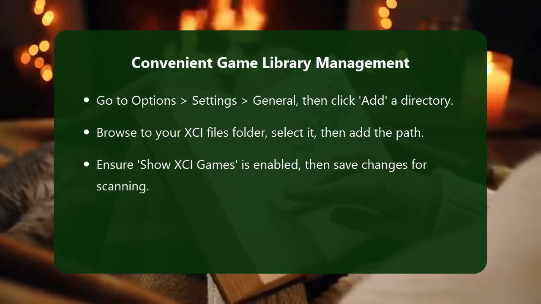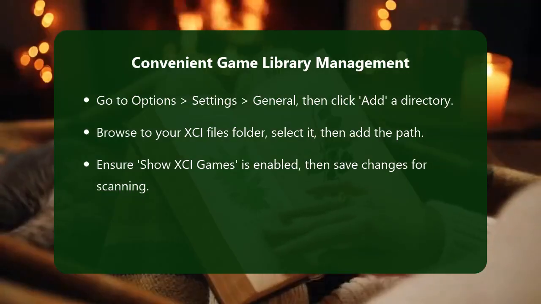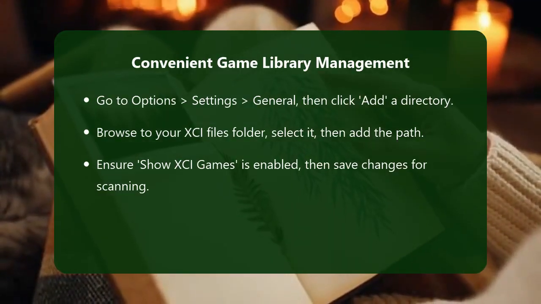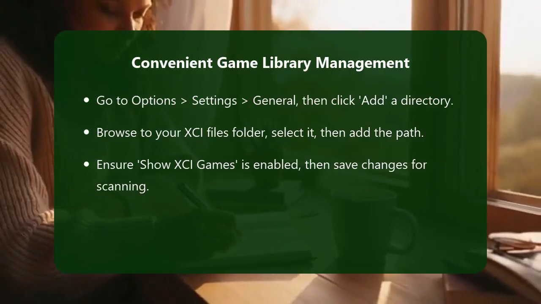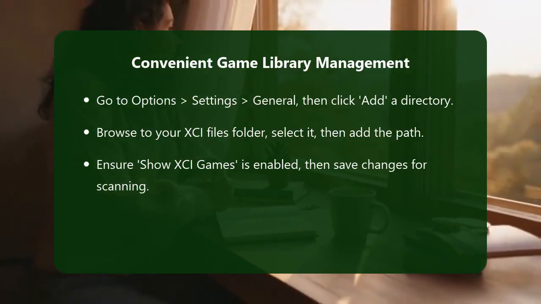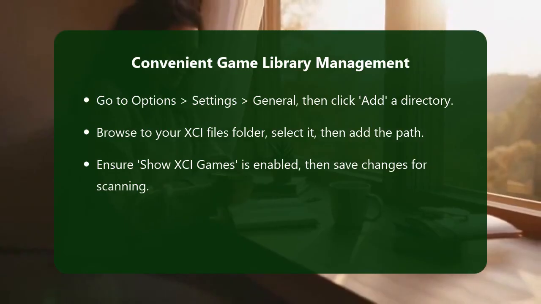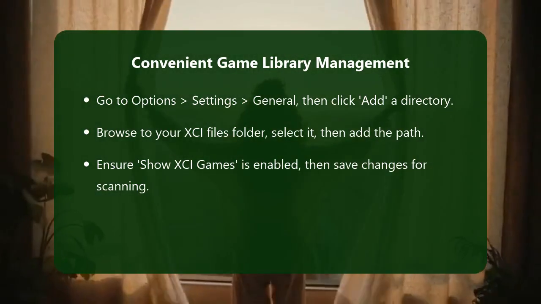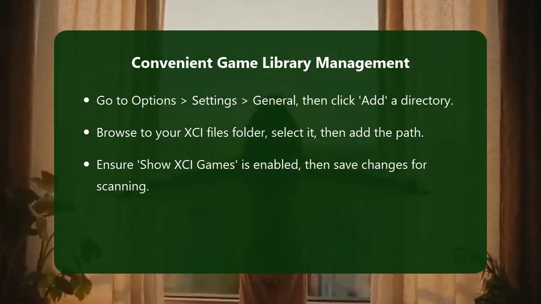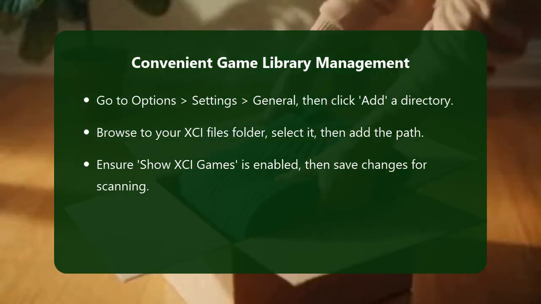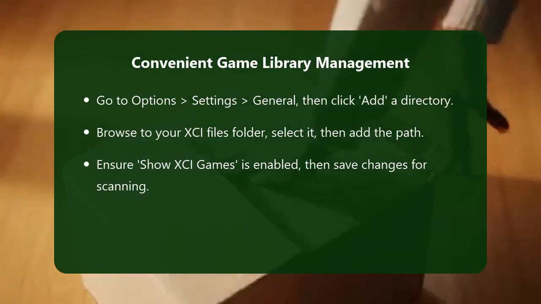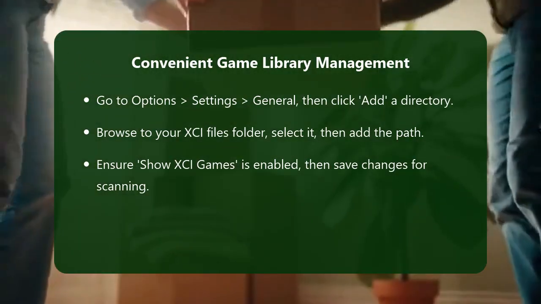Once Ryujinx is set up, there are two primary methods to load your XCI files. The most common and convenient way for managing a library of games is to add a designated games directory. To do this, open Ryujinx, navigate to Options, Settings, and then select the General tab. Here you'll find an option to add a directory. Click this, browse to the folder on your computer where your XCI files are stored, select it, and then click Add. After adding the directory, ensure the Show XCI Games checkbox is enabled. It usually is by default, and then click Save.